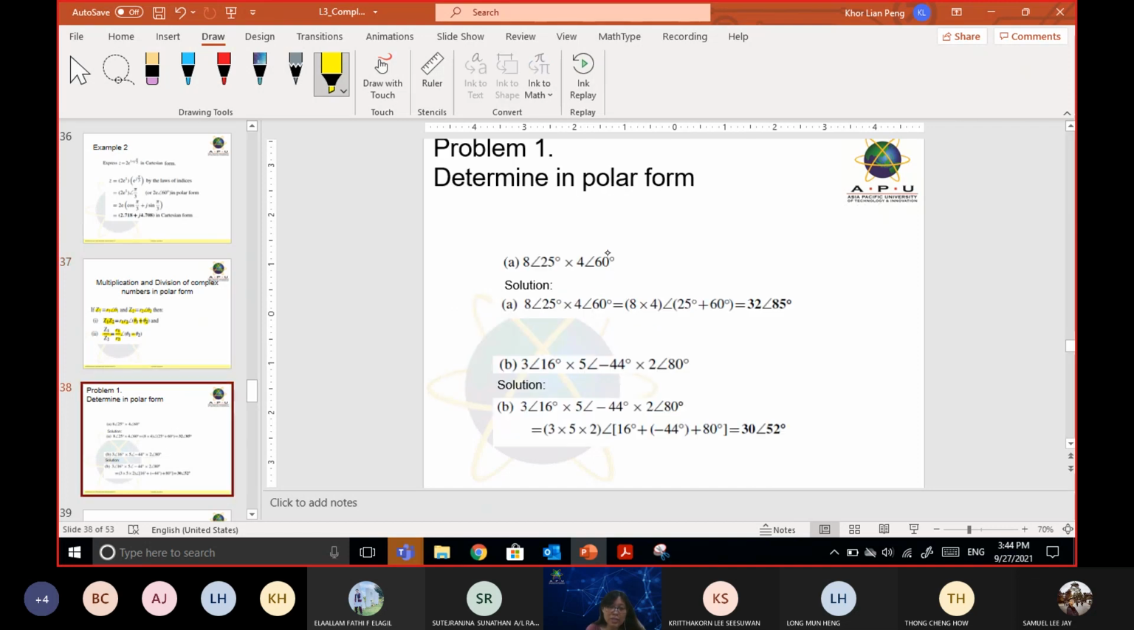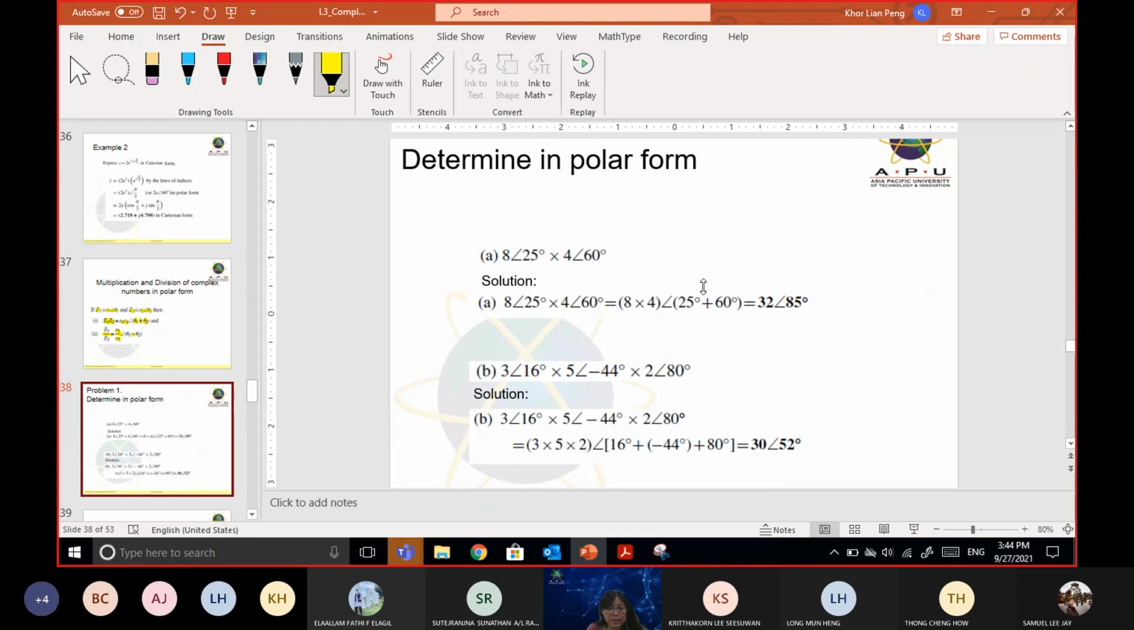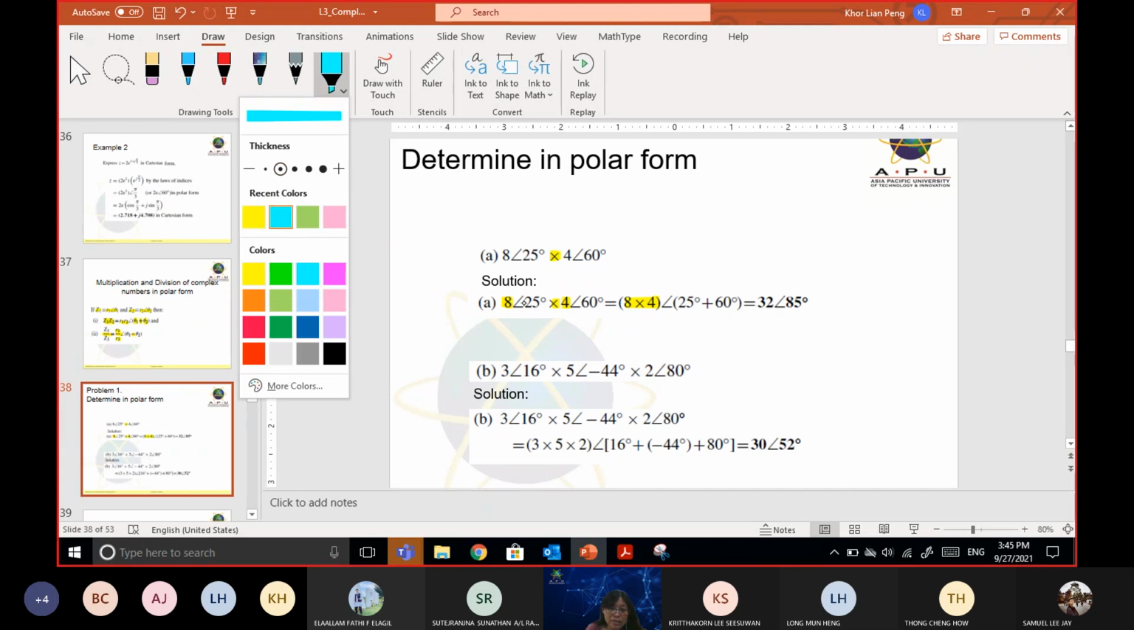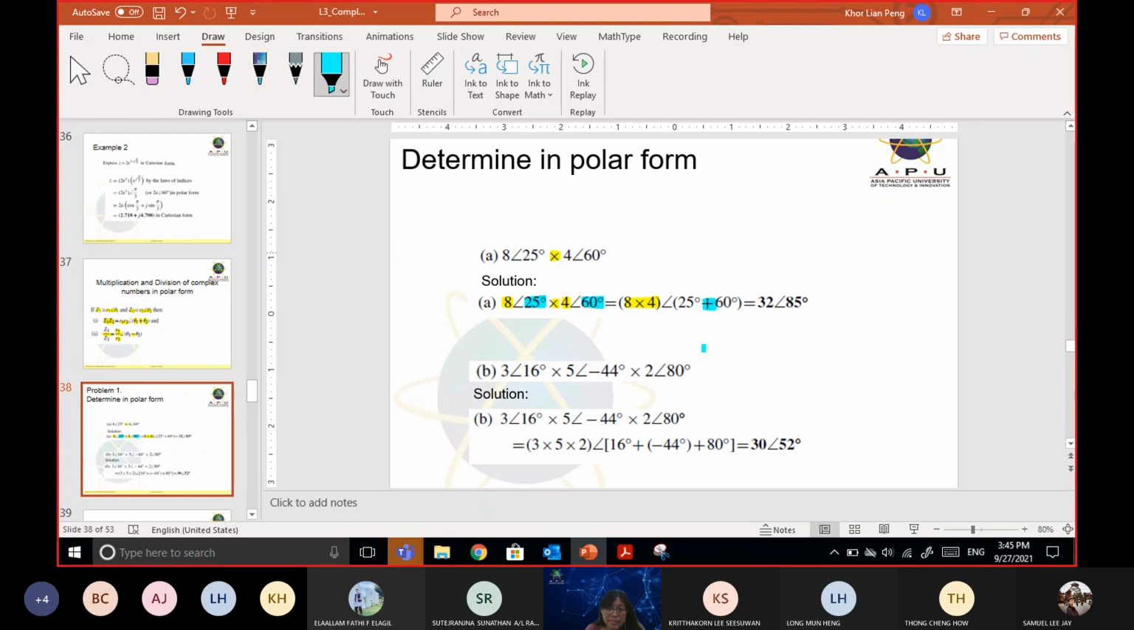Okay, so now let's look at this one. If we have 8 angle 25 degrees multiplied with 4 angle 60 degrees, since it involves multiplication, for the R that we have, 8 and 4, we need to multiply them. Then for the angles, 25 and 60, we take their sum. So this is very simple, right? That means R will be 32, angle 85.